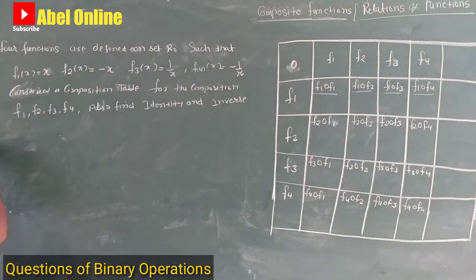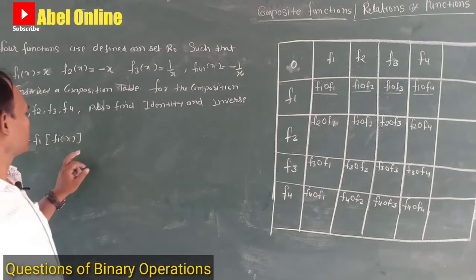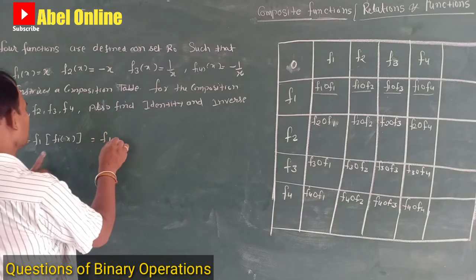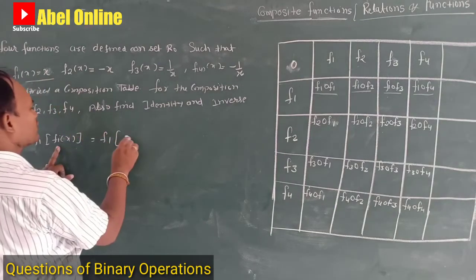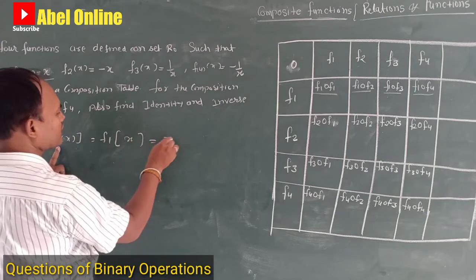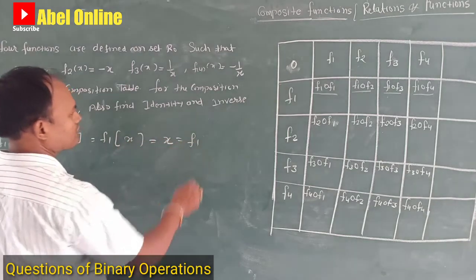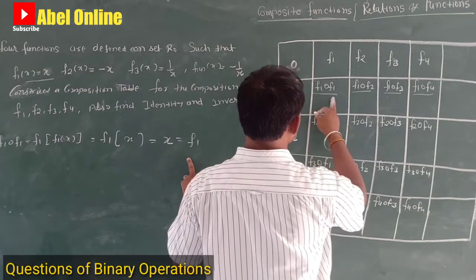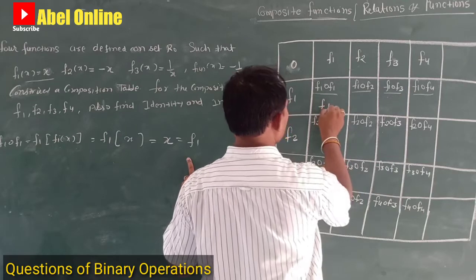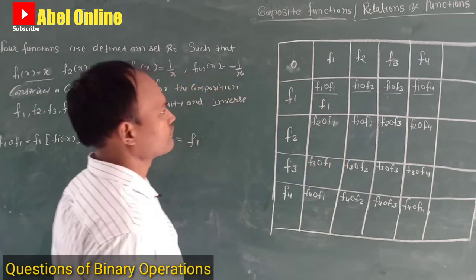So first one is f1 o f1, which means f1 of f1(x). So the value of f1 of f1(x) is x. So we can say that f1(x) value is x. So this is the value of f1. So we can say that f1 o f1 is f1.